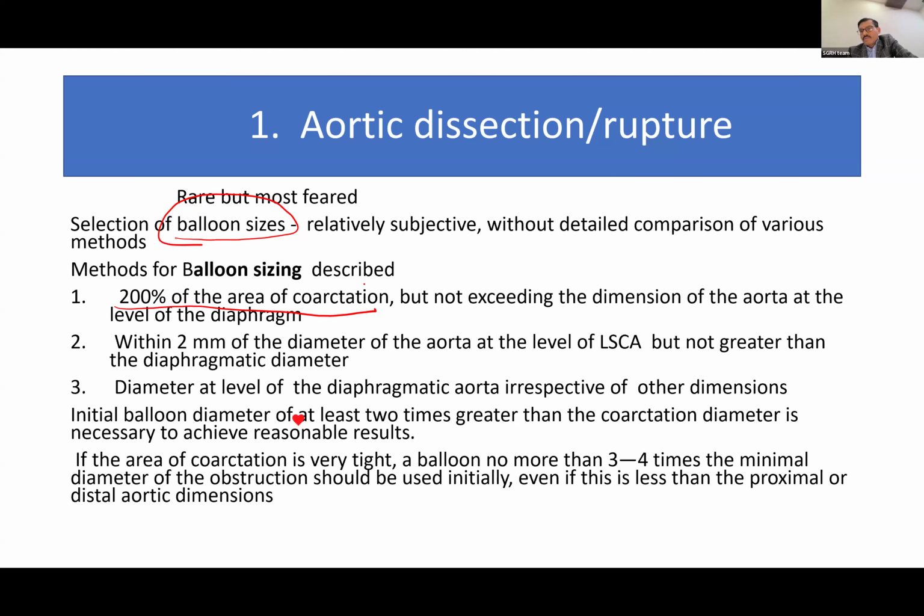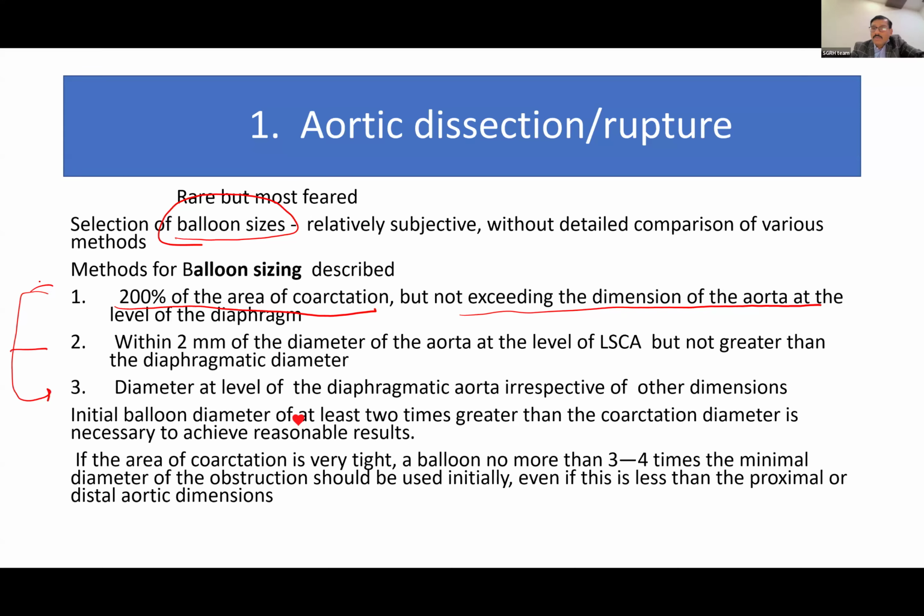You double the area of the coarct segment, but don't exceed the dimension at the level of the diaphragm. I think a lot of units use this, not exceeding the diaphragmatic aorta. The second method is within 2 millimeters of the diameter of the aorta at the level of the left subclavian artery. That means the proximal distal arch basically, but not greater than the diaphragmatic aorta. So you will not cross 2 millimeters above the left subclavian area and not cross the diaphragm diameter, whichever is smaller you use. The third group is the diameter at the level of the diaphragmatic aorta, irrespective of the dimension. There are three methods. There is no comparison available.